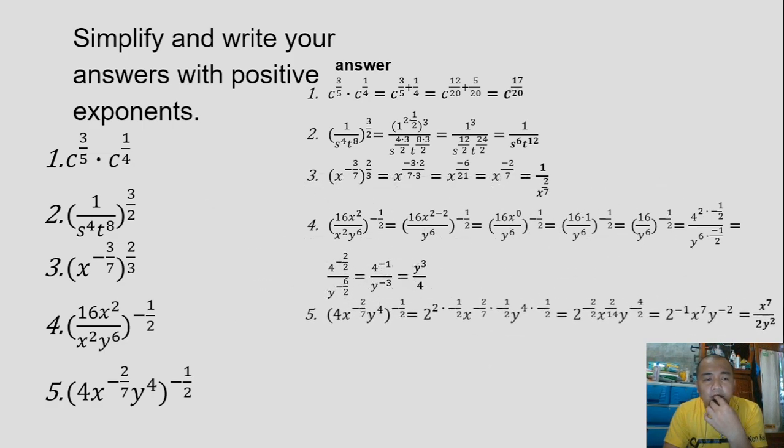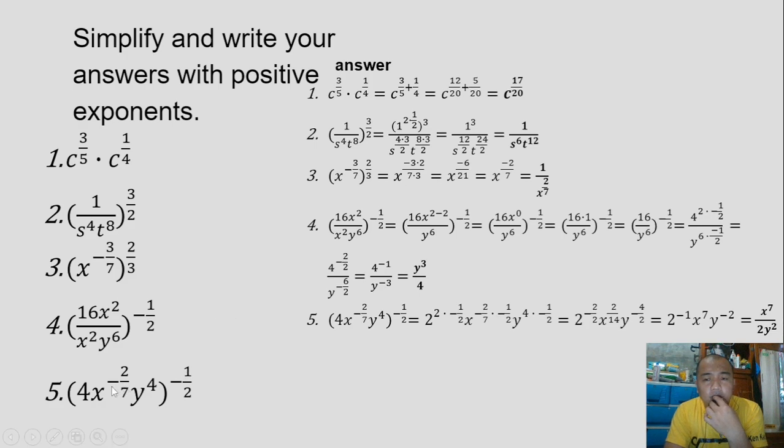And last, number 5. First, we're going to distribute negative 1 half to the exponents here. 2 squared raised to negative 1/2 is 2 raised to negative 1. X raised to negative 2 over 7 times negative 1 half, positive 1 over 7. 4 times negative 1 half, negative 2. So, yung mga may negative exponents sa denominator. The final answer is x to the 7 over 2y squared.